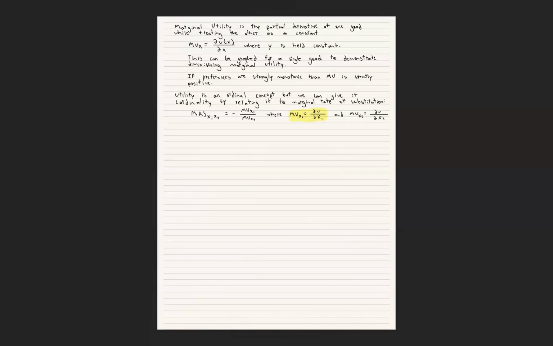Utility is an ordinal concept, as we said before, but we can give it a cardinality by relating it to marginal rate of substitution. So you just have your marginal rate of substitution of good 1 and good 2 equals the marginal utility of good 1 divided by the marginal utility of good 2. And just remember that that is always negative. And that makes sense, right? Because our slope is always going to be negative.